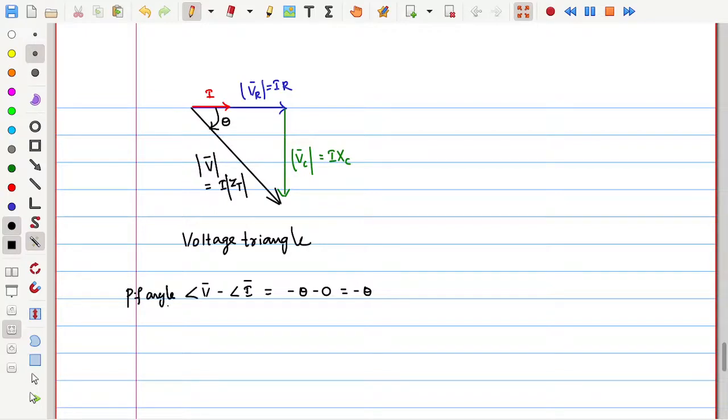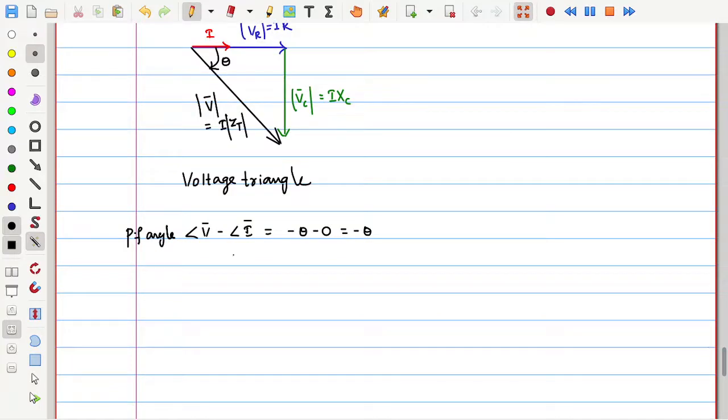Next, if I want the power factor, then I simply take the cos of the angle between voltage and current, which gives cos of minus theta, which is equal to simply cos theta. Now how can we find this cos theta from this voltage triangle?